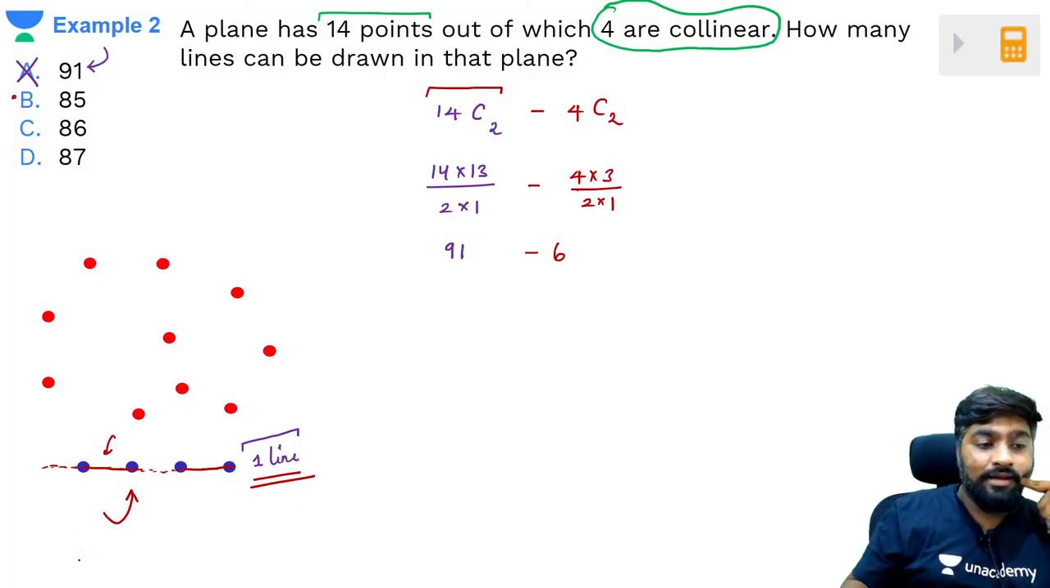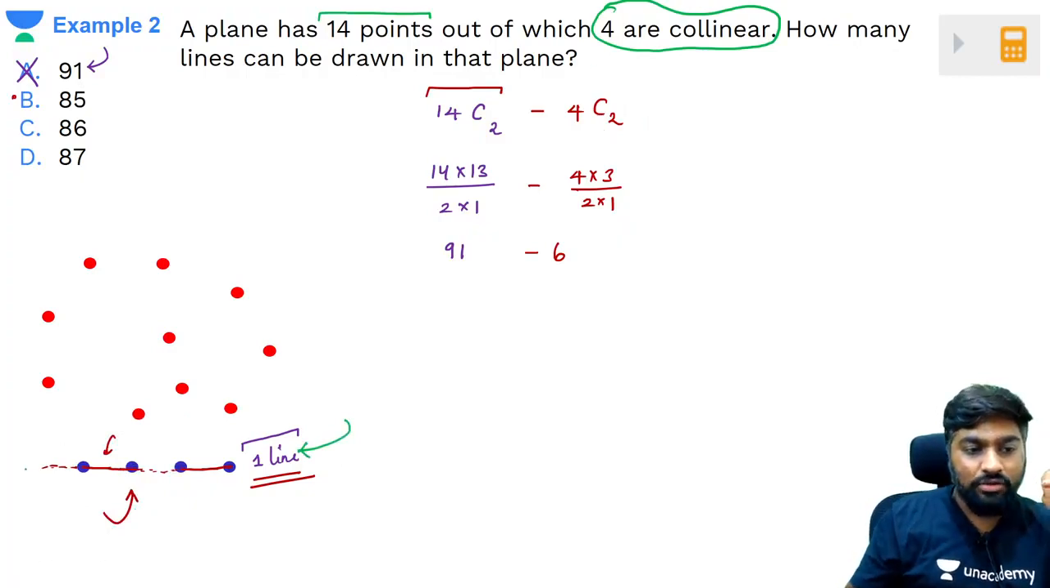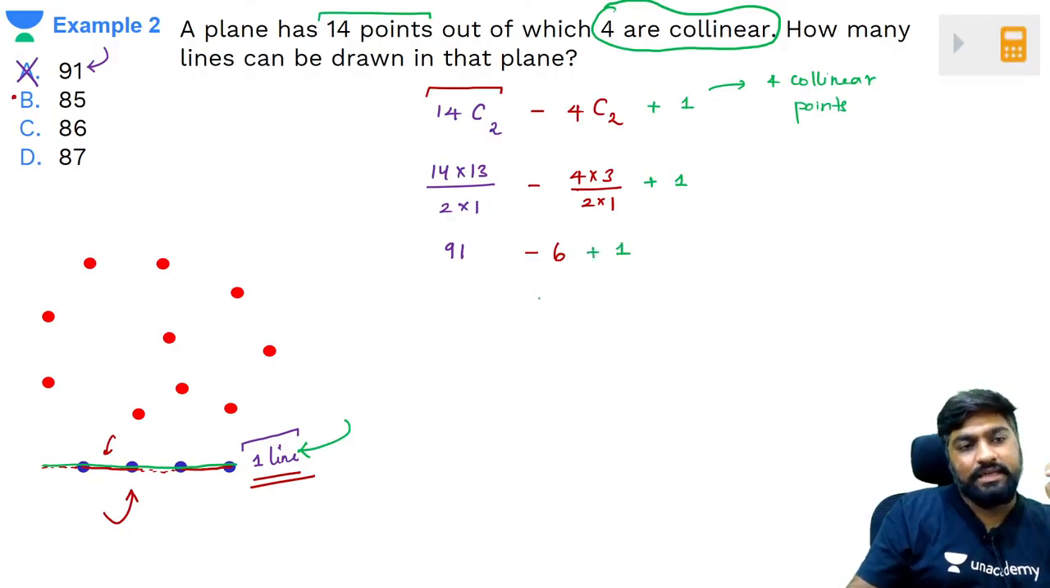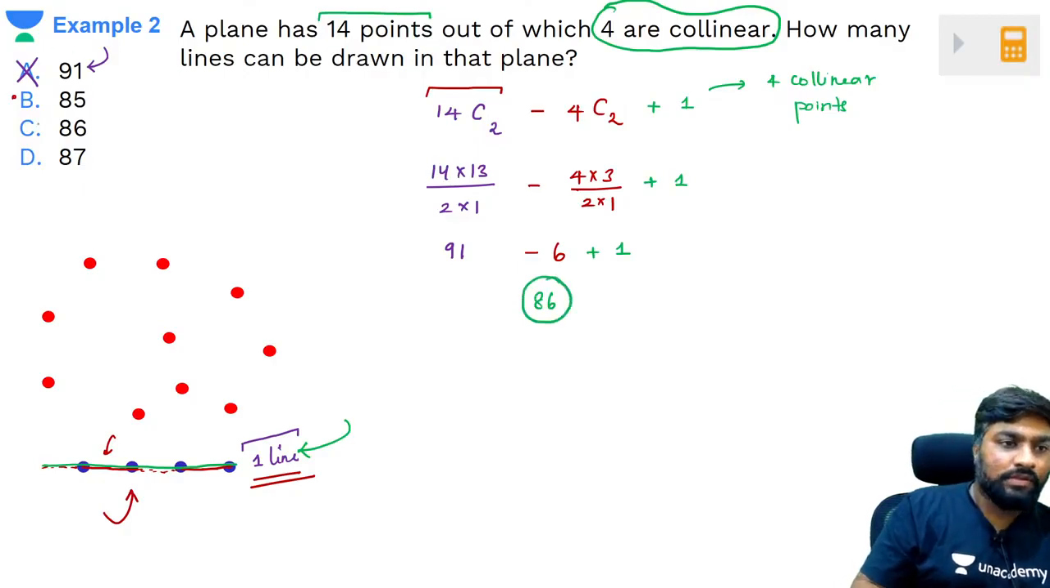No. Why? Because what did we forget? We forgot this one line. When we removed 4C2, we forgot to include one line that can be formed joining all the 4 points. Yes. So we need to add that one line that can be formed through 4 collinear points. I hope this is clear. Yeah. So what is your answer now? Your answer is not 85. Instead, it is 86. Got it?